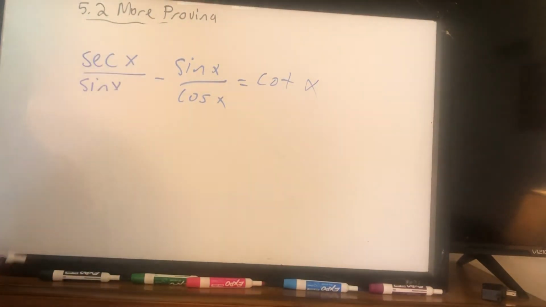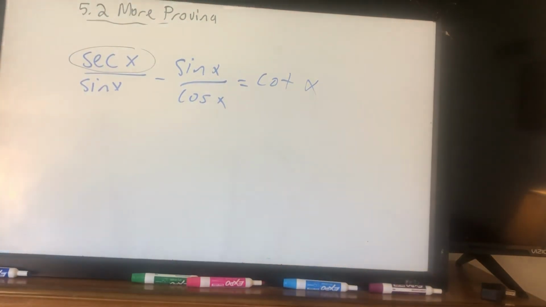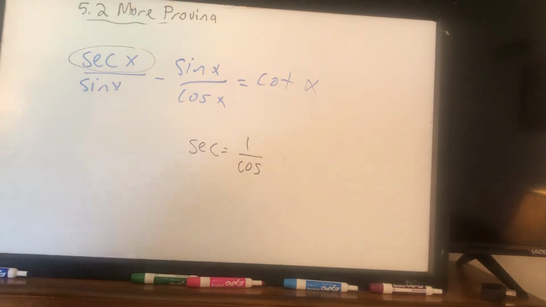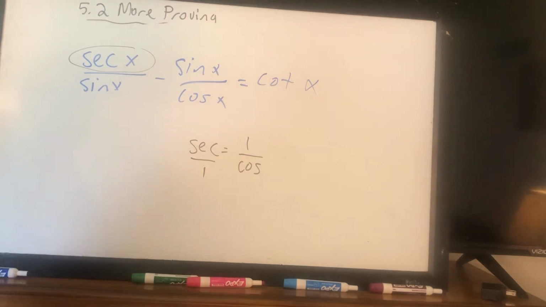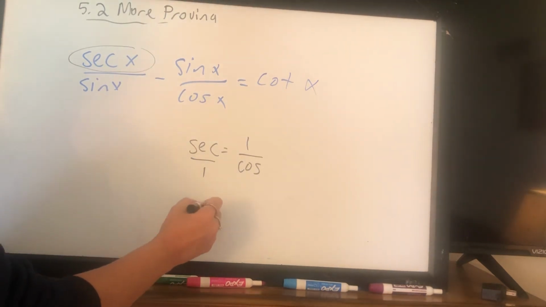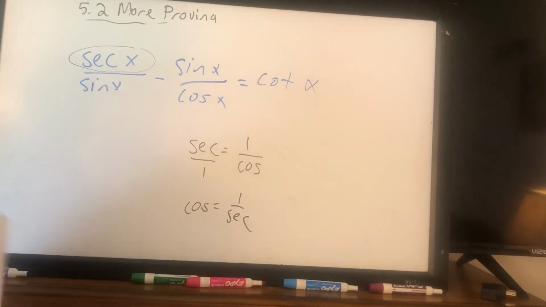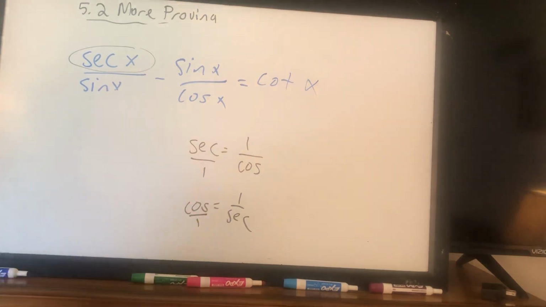So we've got this guy right here. This is a little trick, guys. That is secant. If you go back to our first day of this when we learned our reciprocal identities, secant is equal to 1 over cosine, right? So secant in the top is equal to cosine in the bottom. If I gave you cosine, wasn't that equal to 1 over secant? So cosine in the top is the same as secant in the bottom, okay?